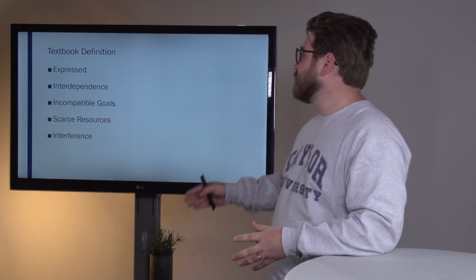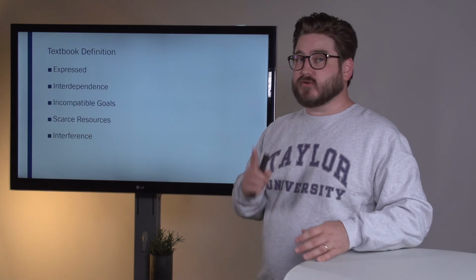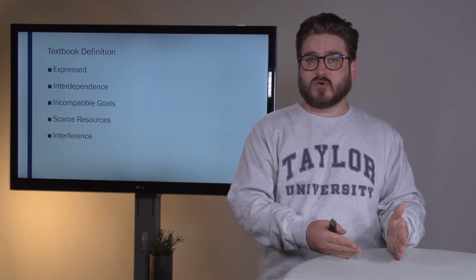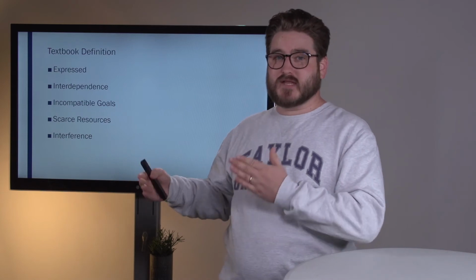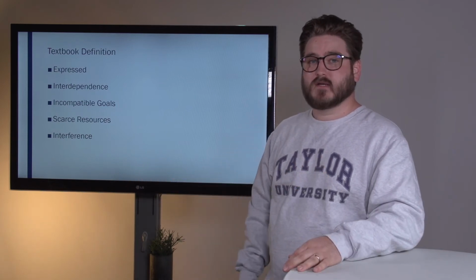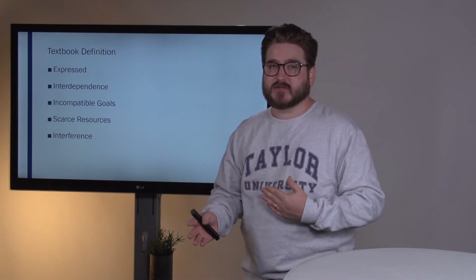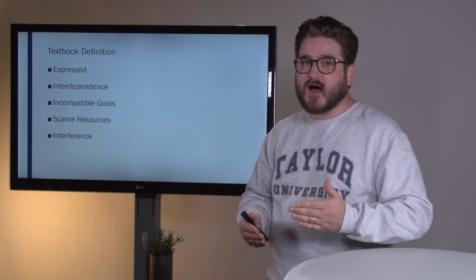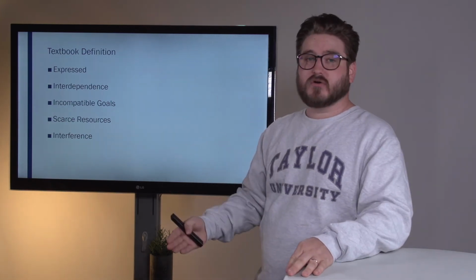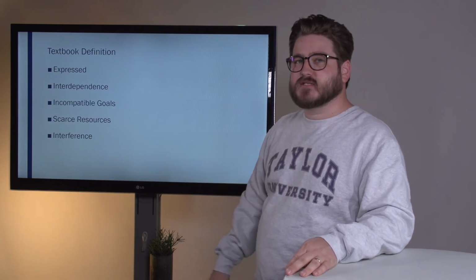Now we have incompatible goals and scarce resources. There's only one conference room. You need it. That's your goal. Someone else is there. They must have a goal that has caused them to use the conference room. Now, according to the textbook definition, we don't have conflict yet because we don't have an expressed struggle and we don't really have interference yet.